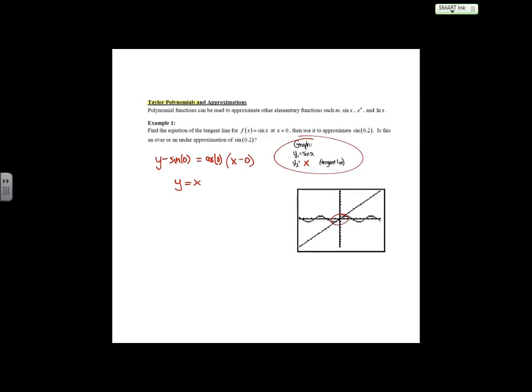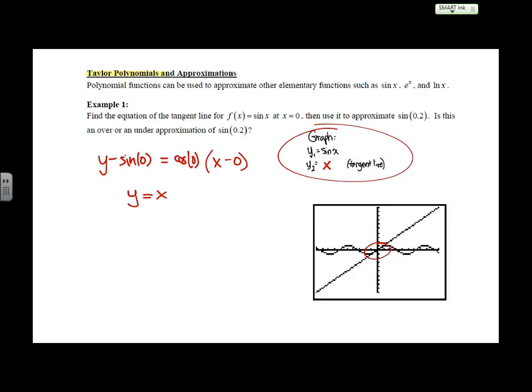And how do we know it's not perfectly? Well, what were you guys testing? What were you using the tangent line to approximate? Sine of 0.2. So we can use the tangent line, y equals 0.2, to approximate sine of 0.2. Now, without plugging into the calculators, you were able to say that this is what kind of estimation? Overestimation, and the reason it's an overestimation is because the concavity of sine is concave down.